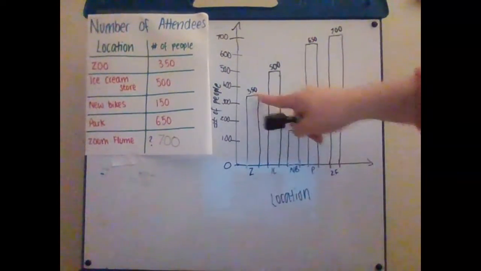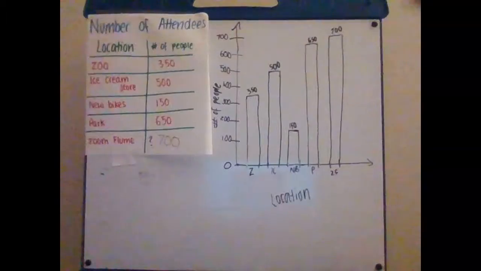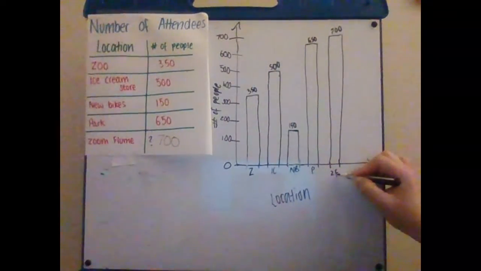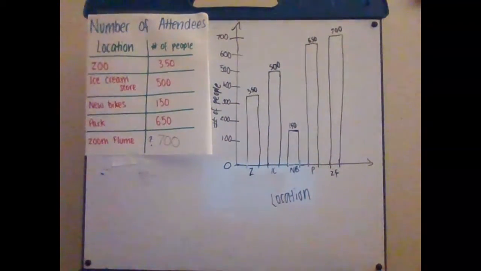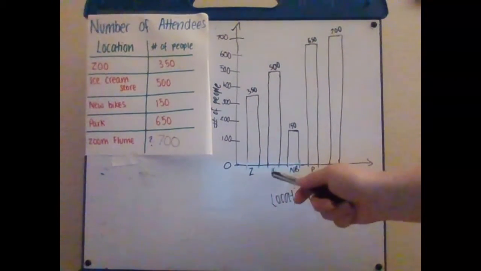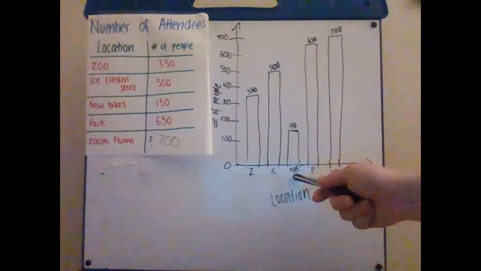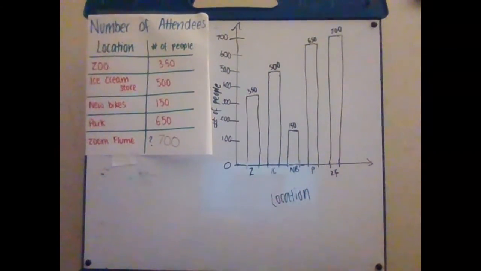And as we can see, most people attended where? Where did most people go in June of last year, June of 2019? Did most people go to the zoo, the ice cream store, the new bike shop, the park, or Zoom Flume? I hope you're telling me that most people went to Zoom Flume because it is the highest spot up here. Now, my question to you, and that we're going to solve up here. What is the difference between?